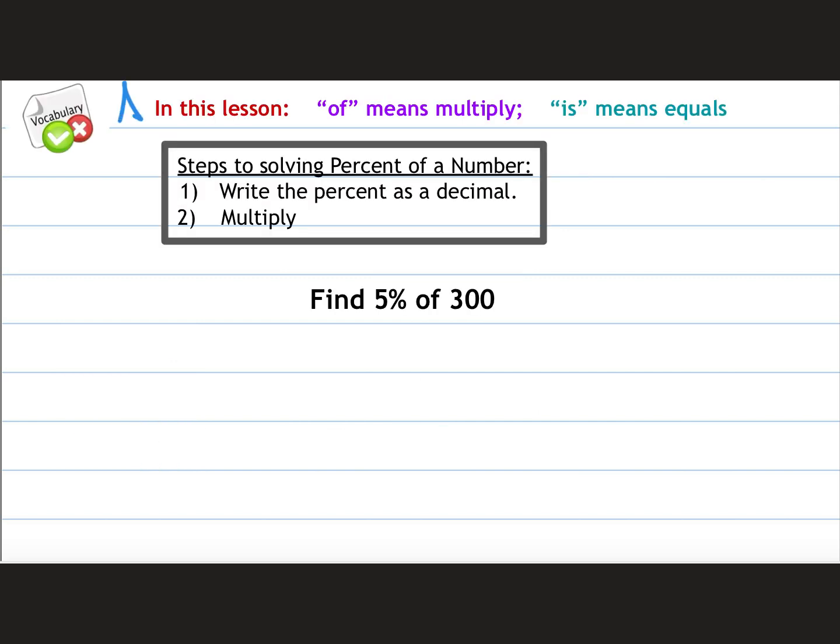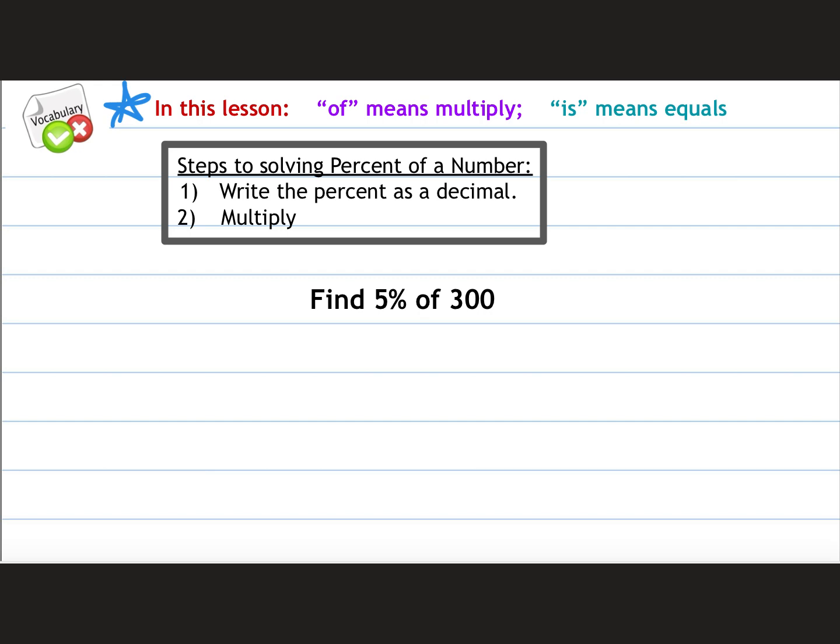This right here is super important as we are going through our lesson. Whenever we see the word "of," that's going to tell us that we need to multiply. And "is," we think of it as meaning equal, or what this is going to be equal to. So our steps to solve percent of a number questions: our first step is to write the percent as a decimal, and the second step will be to multiply.